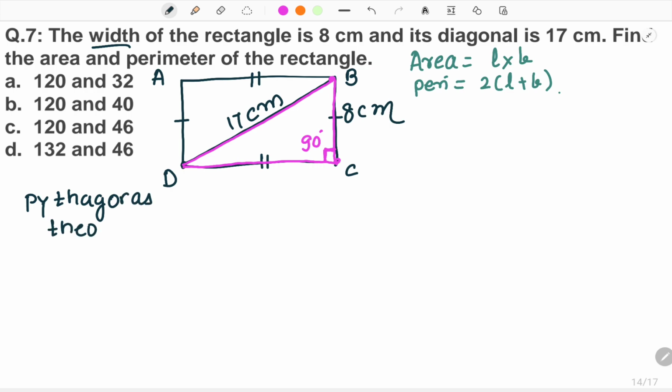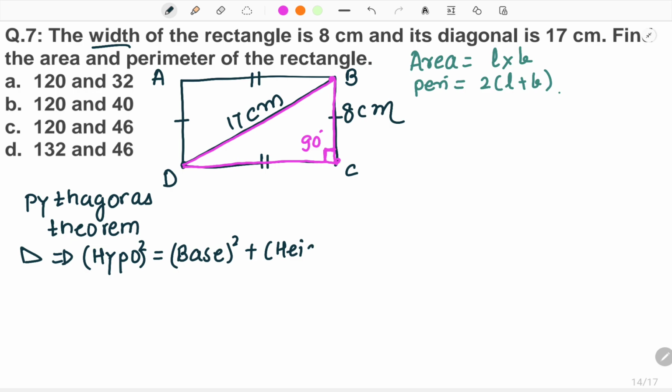Pythagoras theorem says that in a right angle triangle, the hypotenuse square is equal to, I'm just simply writing it in short form, hypotenuse square is equal to base square plus height square. Now look here how I will use the Pythagoras theorem here.